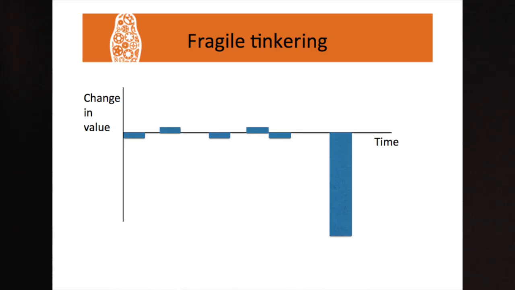If you are fragile, then it's quite dangerous to tinker, to do trial and error. If you are fragile, you sometimes have a little bit positive, a little bit negative, but when you have an outlier, it will be very heavy negative because you're fragile.